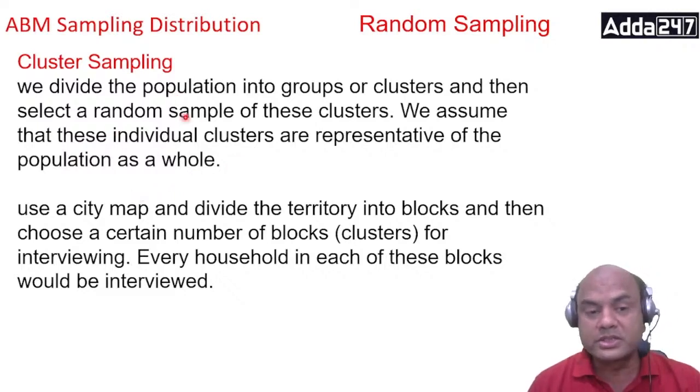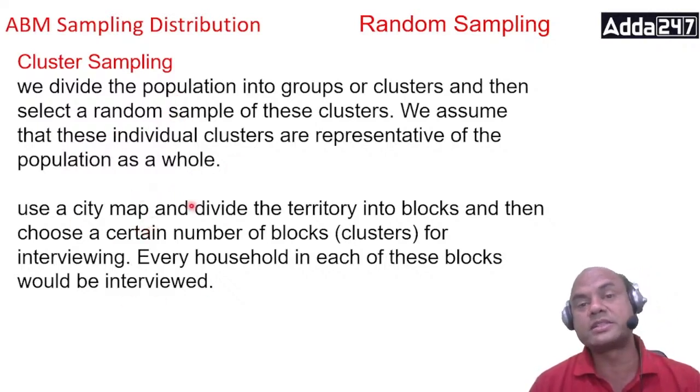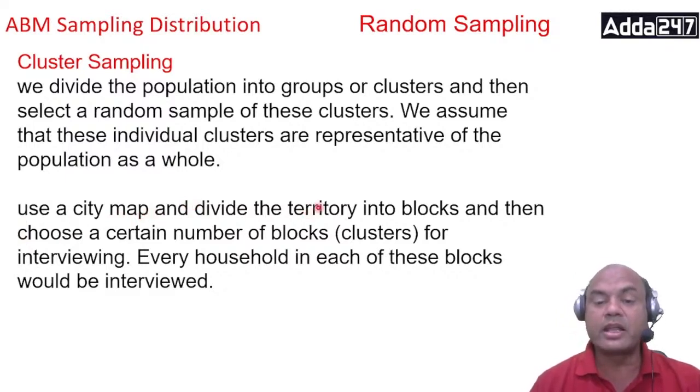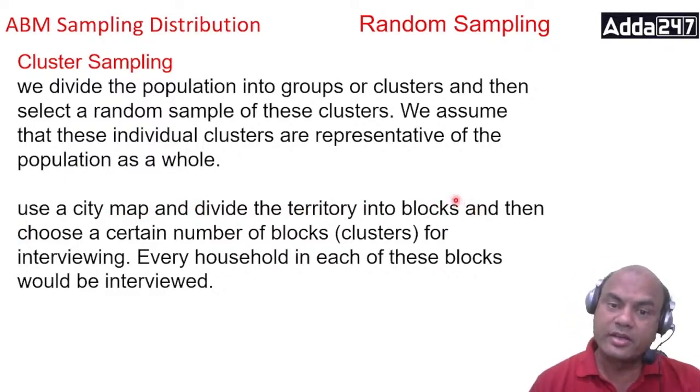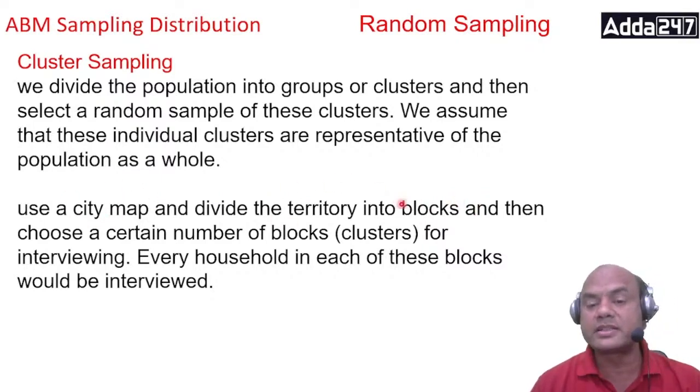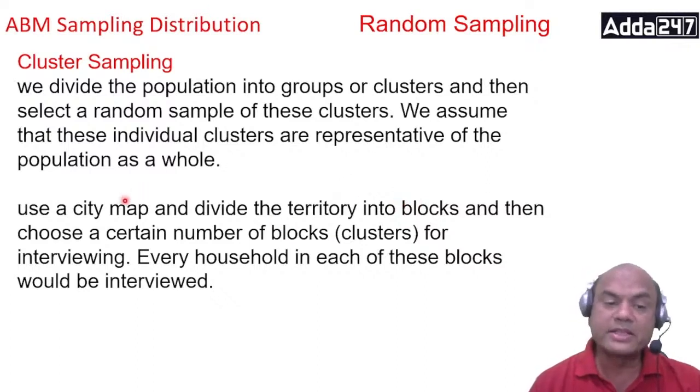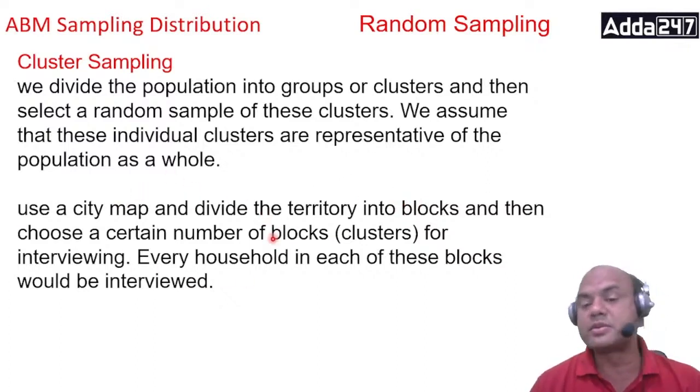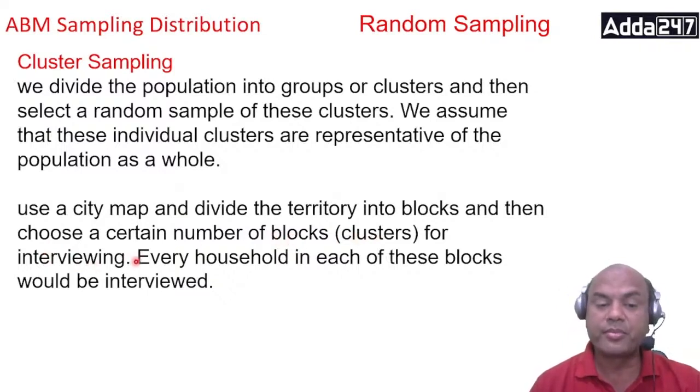Now, how do we do this? What did I say earlier? Goa, MP, UP. We take a city map and divide the territory into blocks. Instead of a city, I can take the complete India map and divide it into various states. So again we are coming to geographical distribution, and then we choose a certain number of blocks for interviewing. Out of this, I'll choose which state or which area I should interview. Every household in each of these blocks would be interviewed.